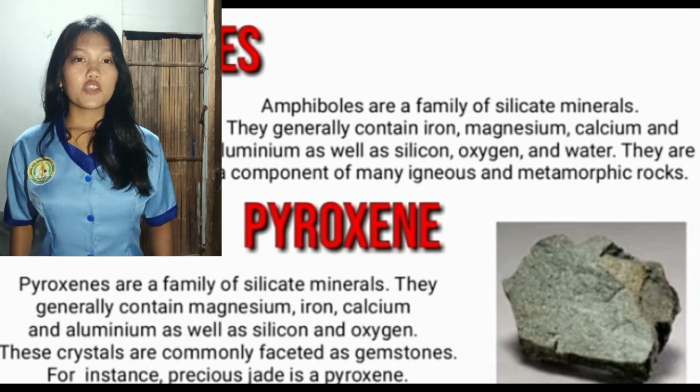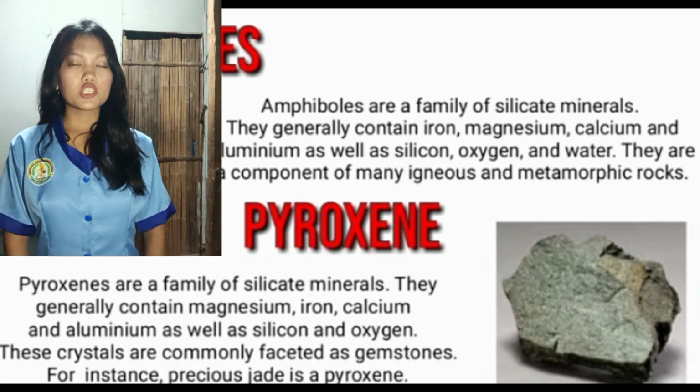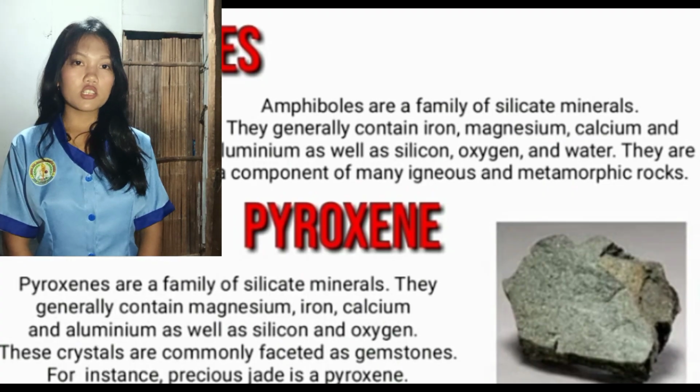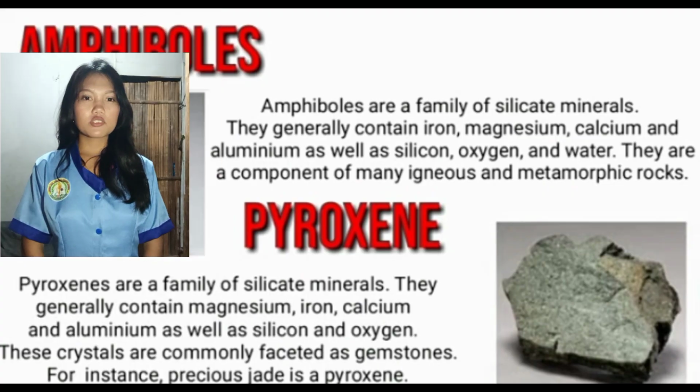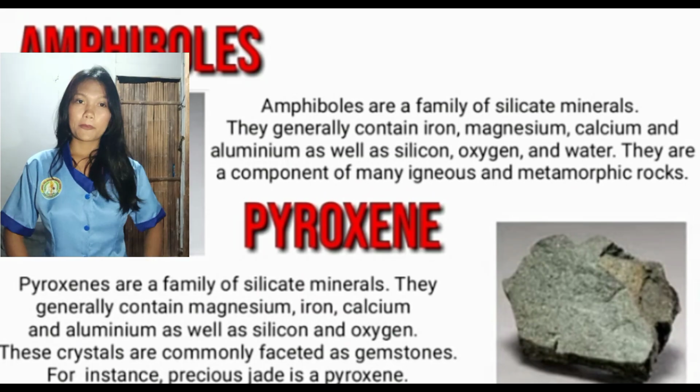Fifth, pyroxene. Pyroxenes are a family of silicate minerals. They generally contain magnesium, iron, calcium, and aluminum as well as silicon and oxygen. These crystals are commonly designated as gemstones. For instance, precious jade is a pyroxene.